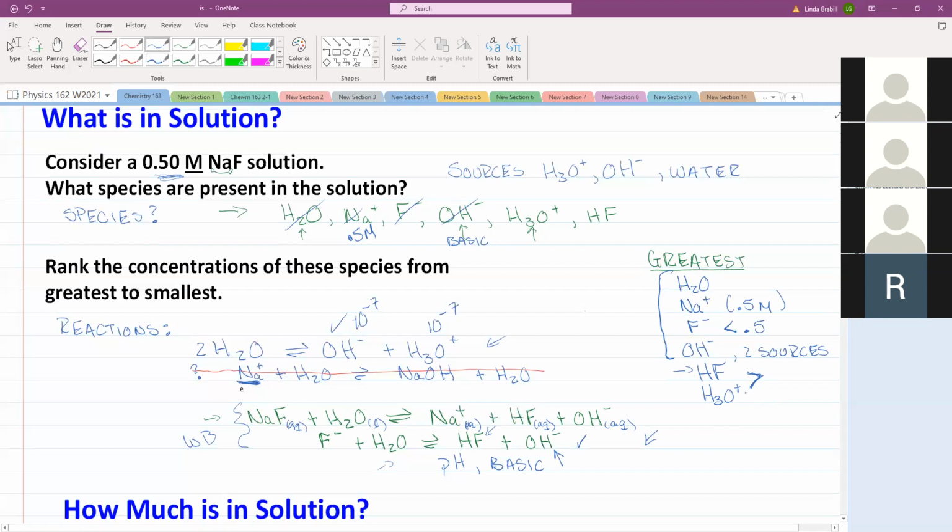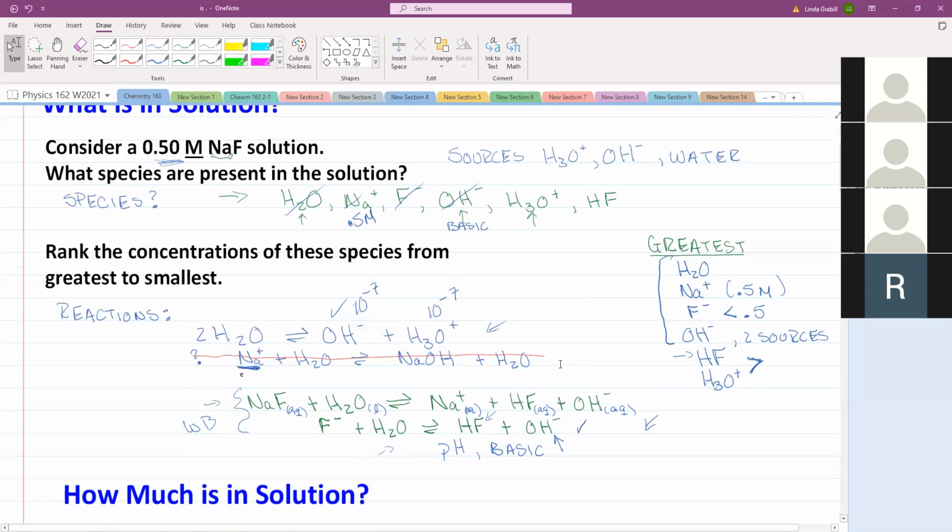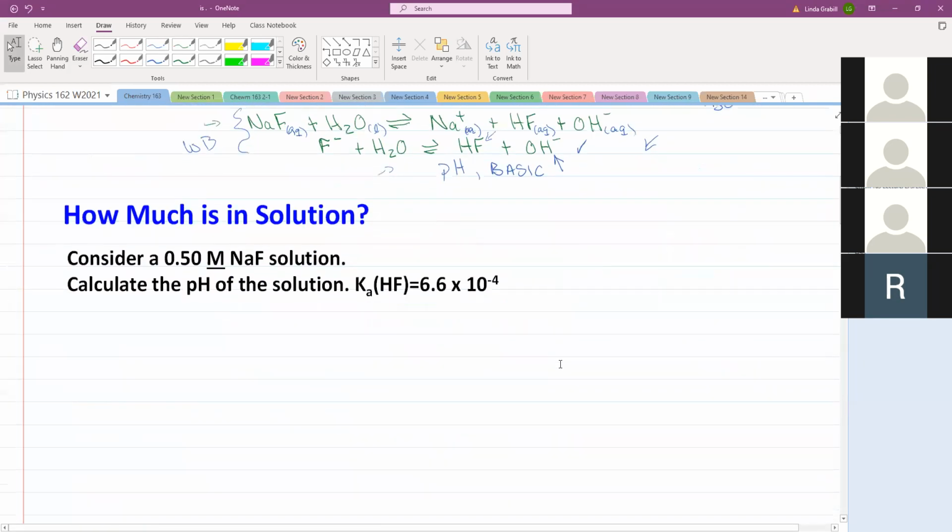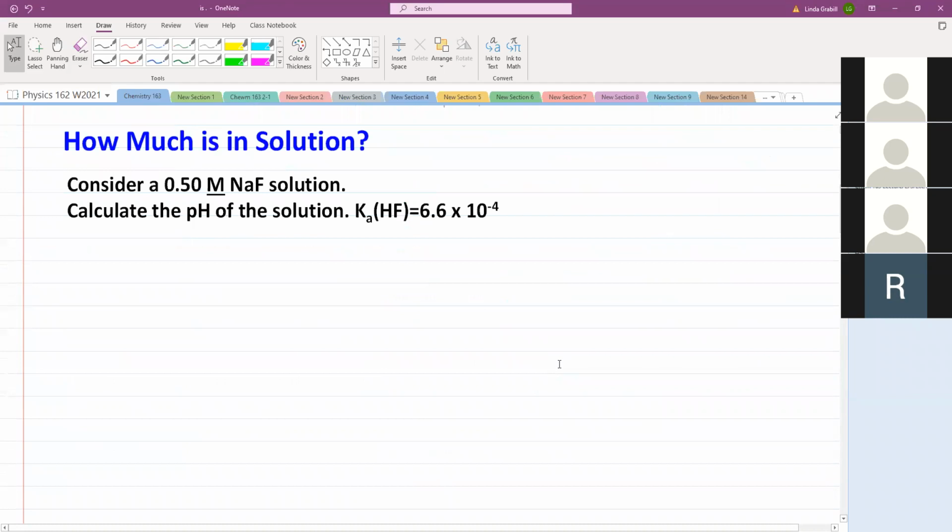Are we good with that? Okay. Well, I am. Any questions on that? This is one of your homework questions, goes into ranking how much of each species you have. And it's not asking for total amounts. This question is.